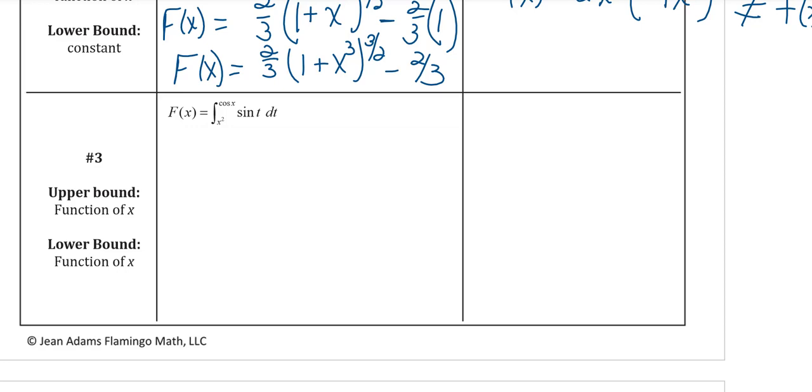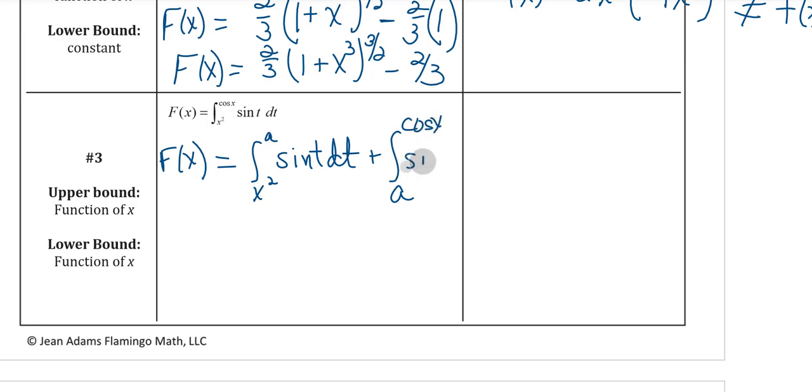So what do we do now with this one? Same idea. We're going to take the antiderivative. So capital F of x, the antiderivative of sine, is going to be, well, let's do it this way, make it a little easier. We can use what we've used before. So let's do x squared to some arbitrary value a in the interval, because we've already done when one of the boundaries was a constant. So we'll do it this way. And then this is going to go to cosine x.